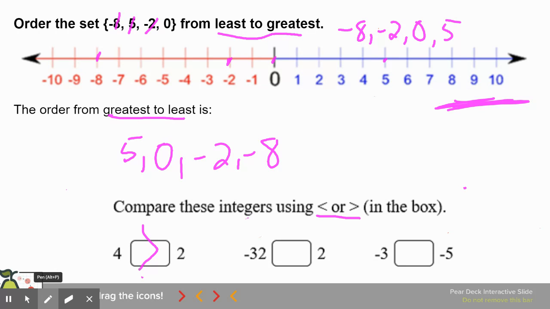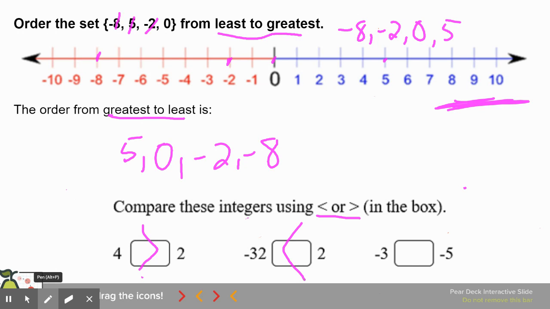Our next example, I have negative 32 and I have 2. Well, we said if we have one positive, one negative, that the positive number is automatically bigger. So we would say negative 32 is less than 2.